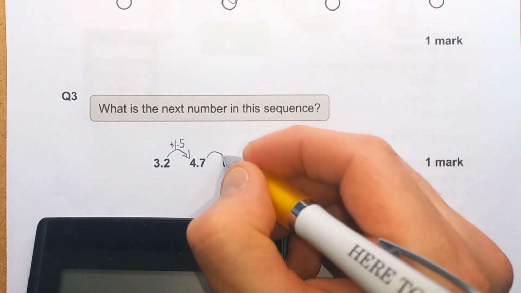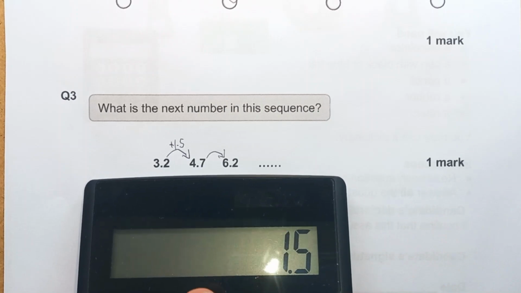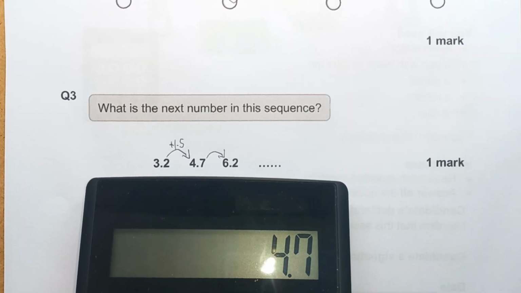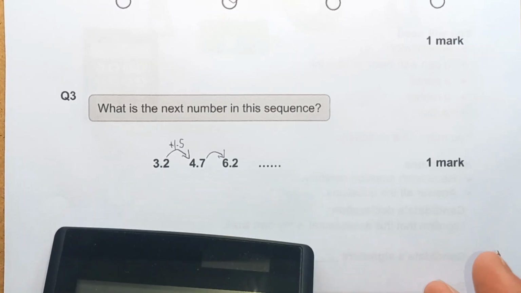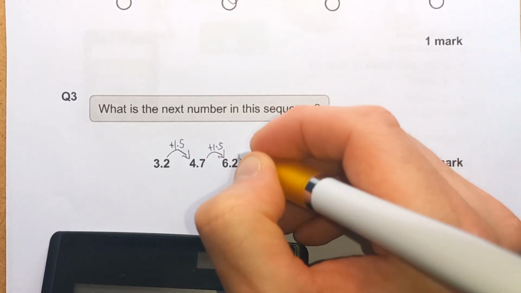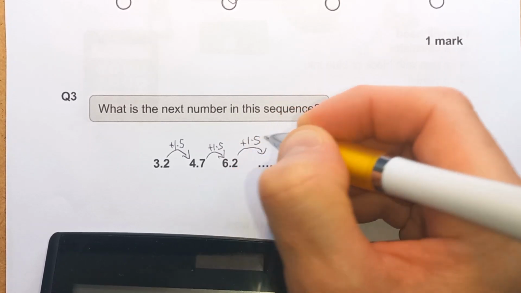Let's try the same with this. So we want to know the difference between the numbers, so we start with the bigger one, the 6.2, take away the smaller number, the 4.7, and we get 1.5 again. So that means we're adding on 1.5. So to follow that pattern, we're going to want to add on 1.5 again.